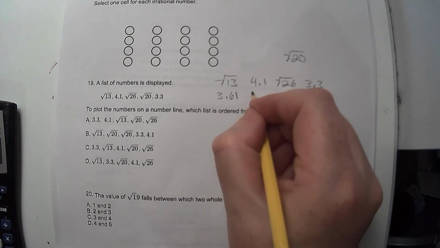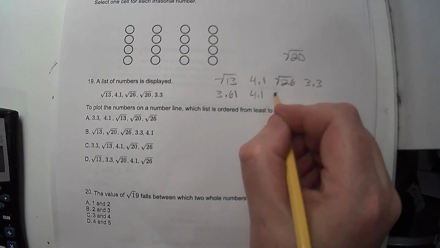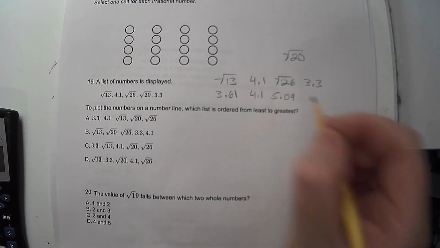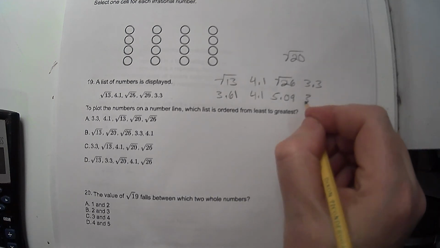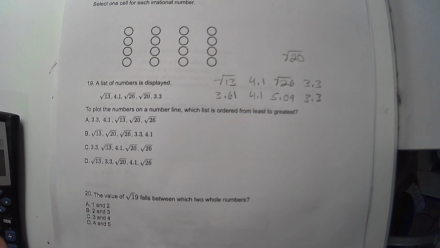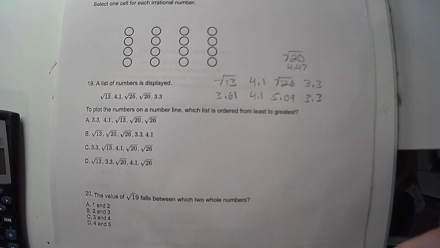All right, I'm going to bring down my 4.1. We've got the square root of 26. It gives me 5.09. All right, and then on my next one, 3.3. Don't have to type anything in. Let's bring it down. But I've got the square root of 20. It's going to give me 4.47.